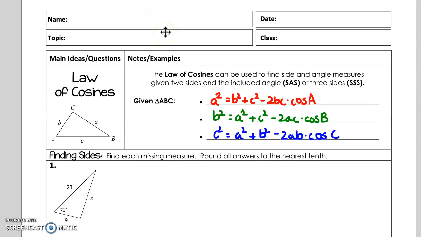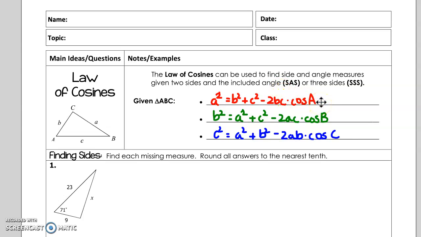This is kind of similar to the Pythagorean theorem, and I hope you can kind of see that, right? But it says the law of cosines can be used to find side and angle measures, again, of any triangle. They don't have to be right triangles. And usually it's best if you're given 2 sides and the included angle, or all 3 sides. Okay, so we've got a squared equals b squared plus c squared minus 2bc times cosine a.